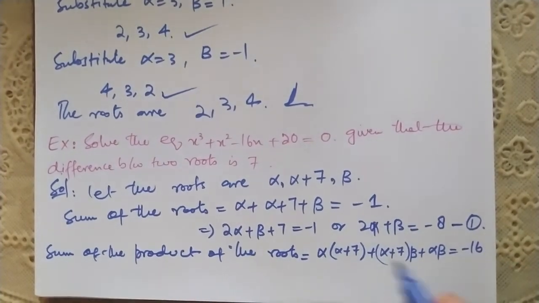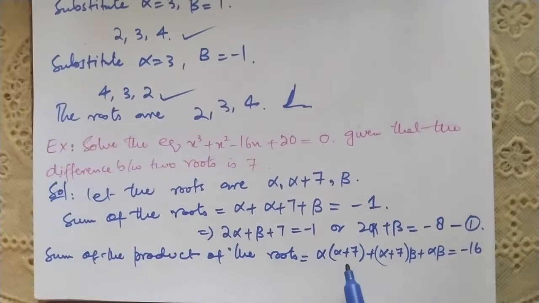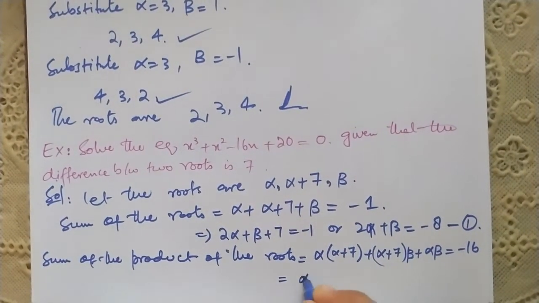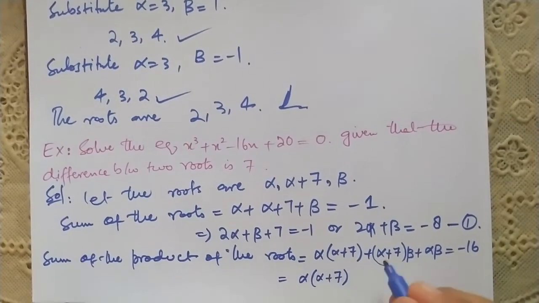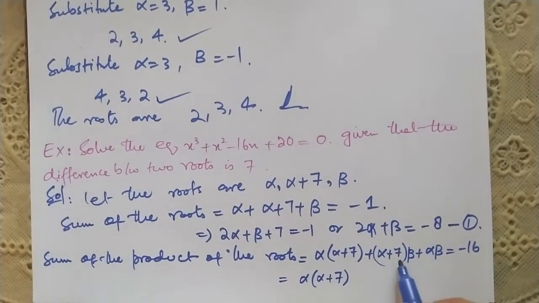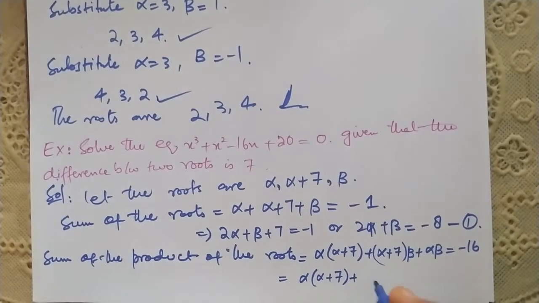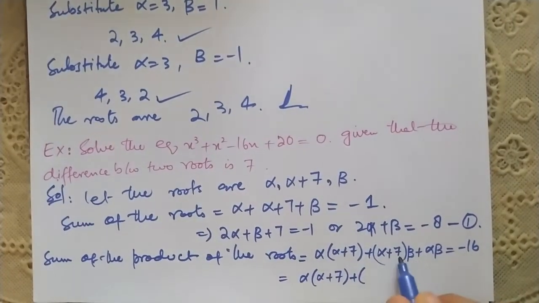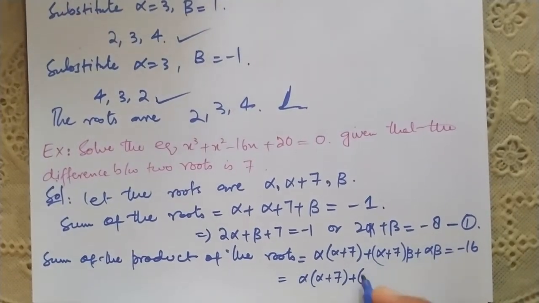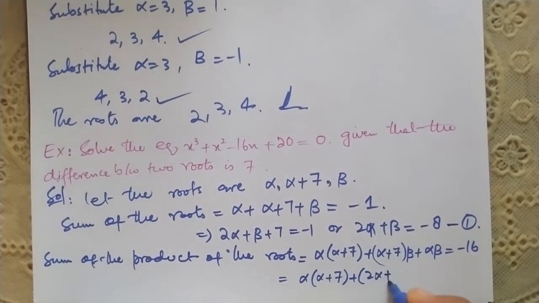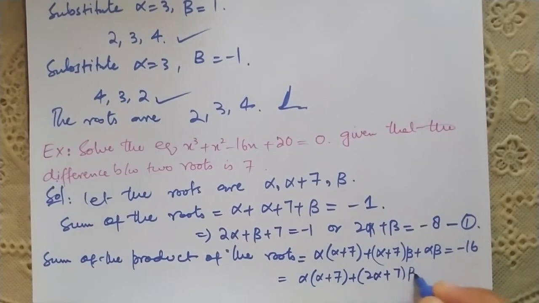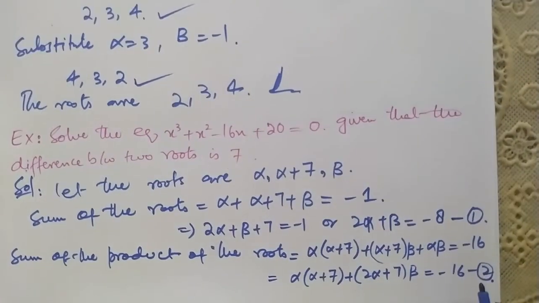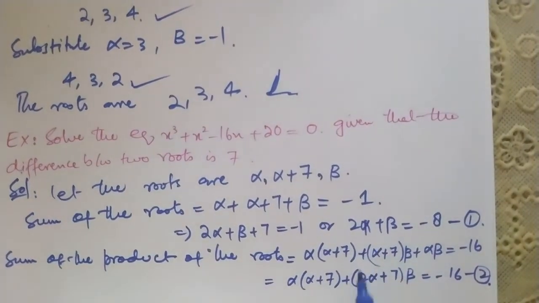So when you simplify this, you will get alpha times alpha plus 7, and you can take beta as common from these two terms. You have alpha plus 7 plus alpha, so alpha plus alpha is equal to 2 alpha plus 7 times beta, and it is equal to minus 16, and it is your second equation. Now you are required to solve these two simultaneous equations for alpha and beta.